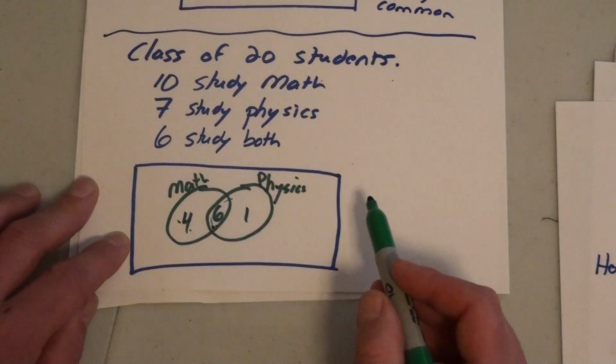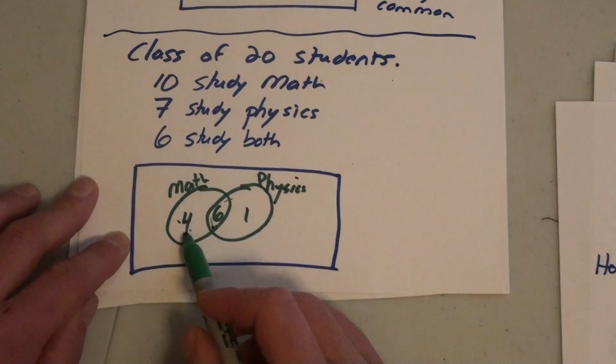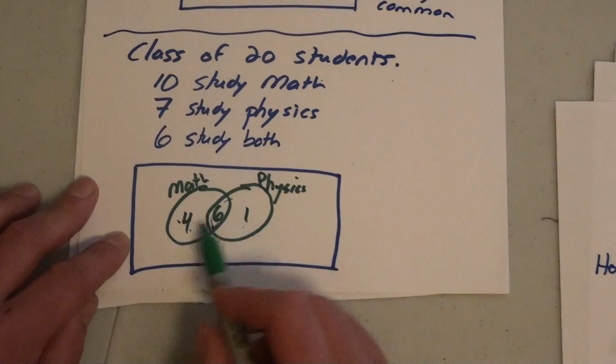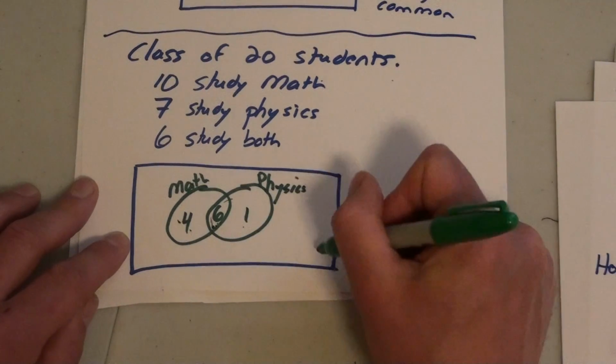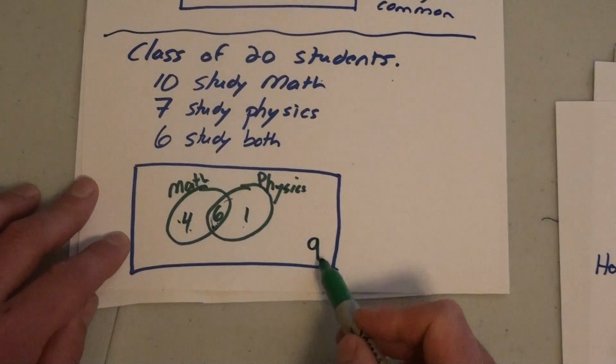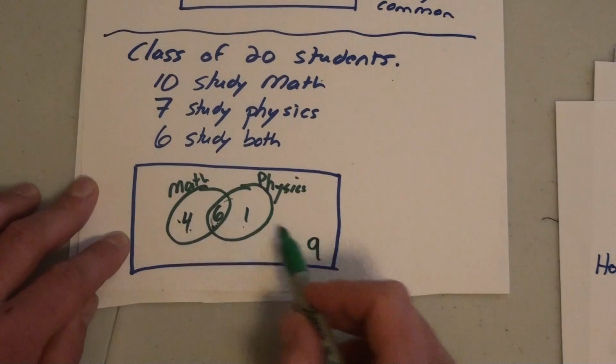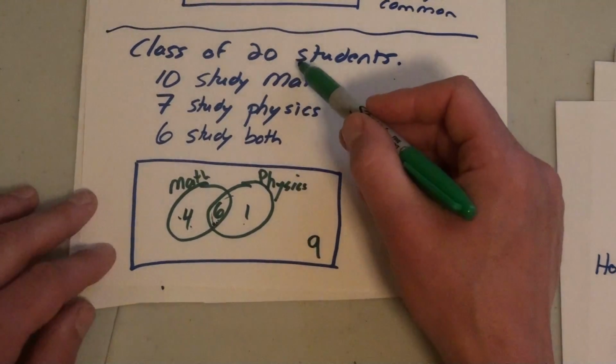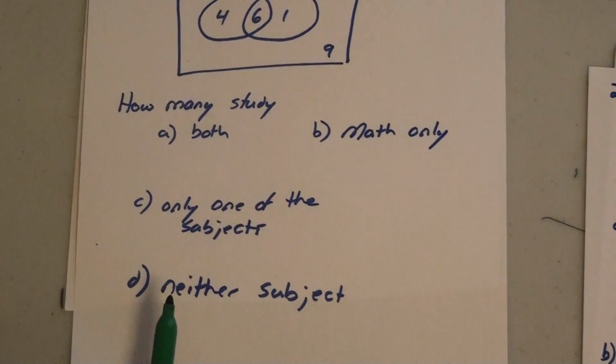How many are not studying either one of them? Well, you add it up. 4 plus 6 is 10, plus 1 is 11, so there'd be 9 students not taking either math or physics. Add these all up, you're going to get your 20 students in total. So I can use that to answer questions.